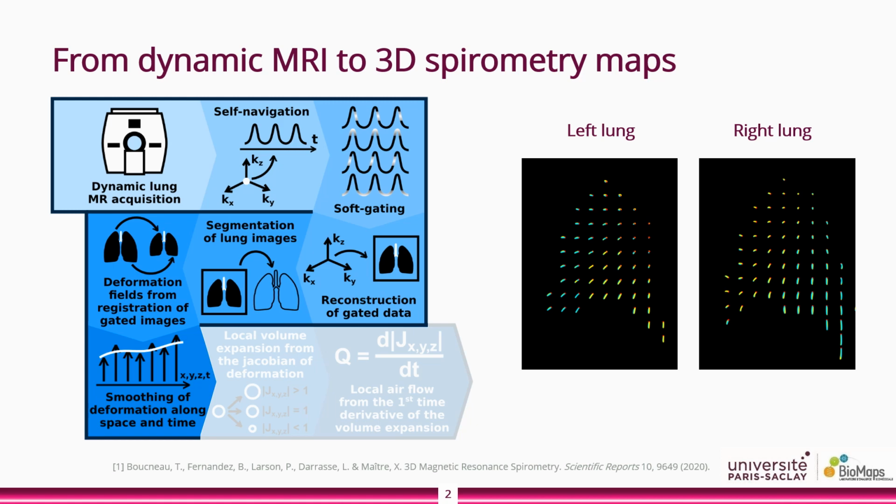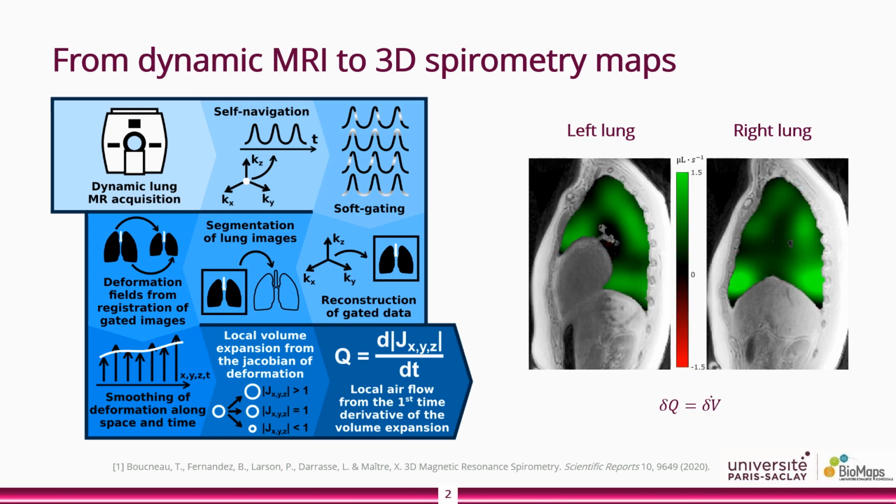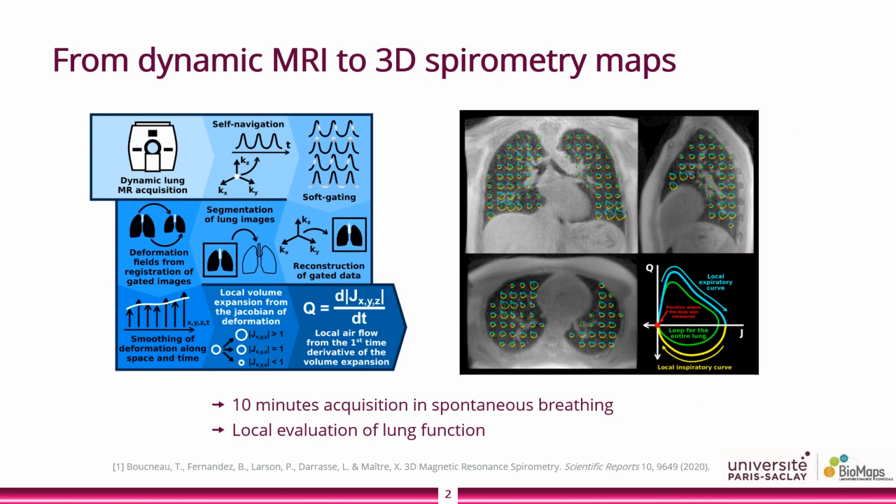An elastic registration enables us to extract deformation fields, and you can see on the right trajectories followed by some lung voxels. From these deformation fields, we compute the Jacobian to infer local volumes at each temporal phase of the respiratory cycle. And we compute its temporal derivative to infer local flows. So we have volume and flows. We finally have local flow volume loops throughout the lung and a full characterization of the local ventilation and its dynamics. A first proof of concept has been published, and today we explore the clinical potential of the technique.